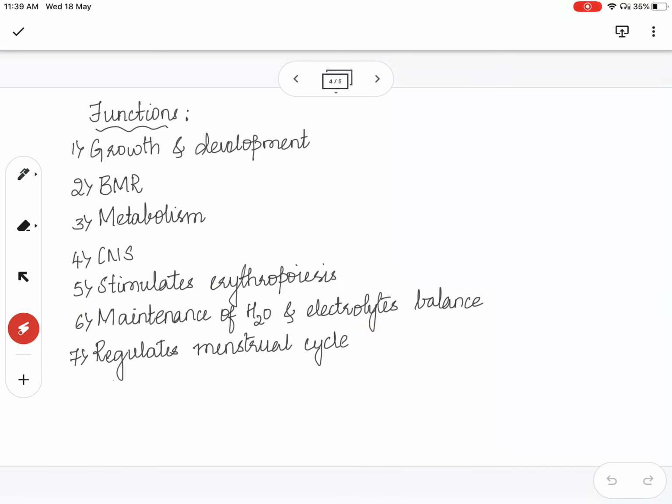Also, finally, it also works under gonads. How? It regulates the menstrual cycle. There is a huge mechanism under this, not required as of now. Based on that, I'll tell you in one of the videos. Okay, so this also comes into action. These are the important points that you have to remember. Thyroid hormones do all these functions.